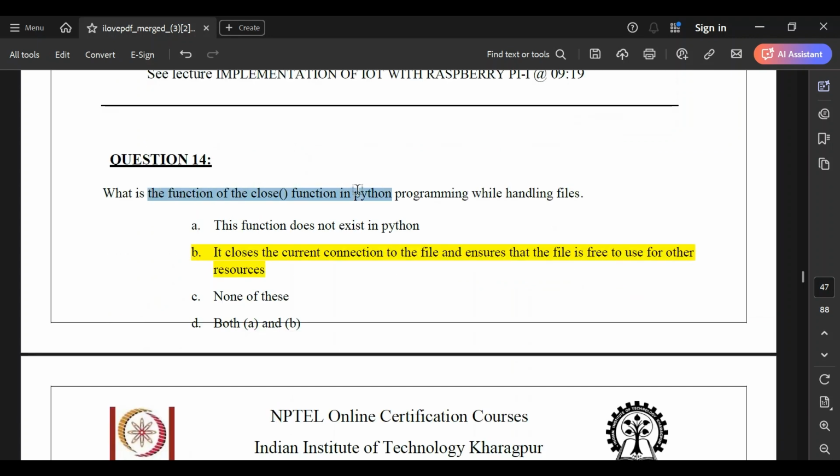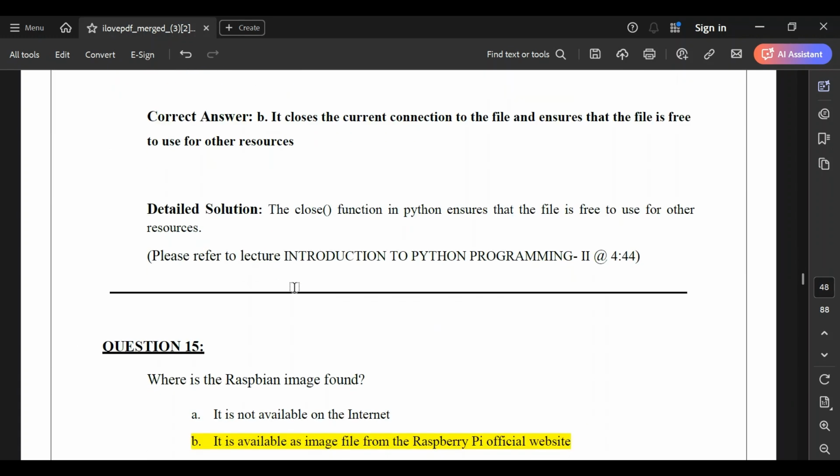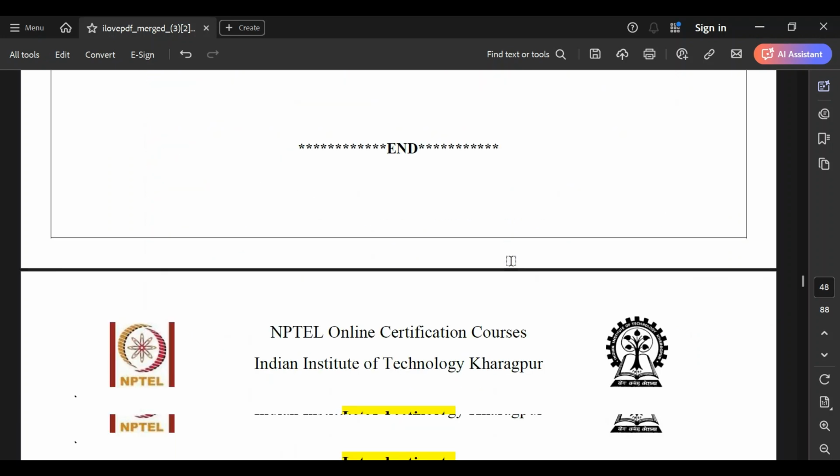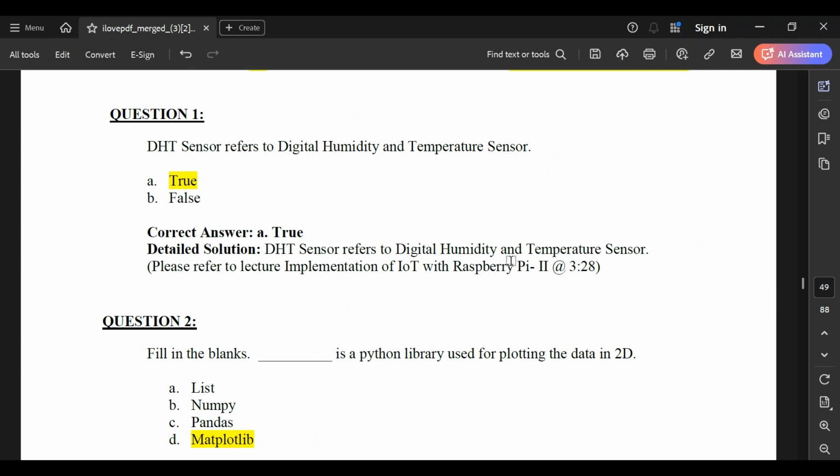What is the function of the close function in Python programming while handling files? It closes the current connection to the file and ensures that the file is free to use for other resources. Now moving to the next question, where is the Raspbian image found? It is available as an image file from the Raspberry Pi official website. Now moving to the seventh assignment. DHT sensor refers to a digital humidity and temperature sensor.